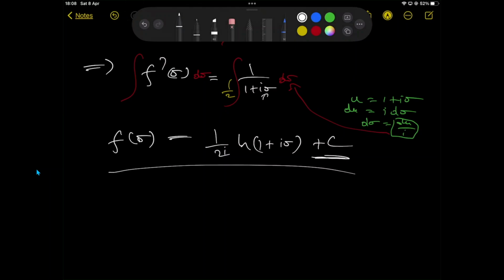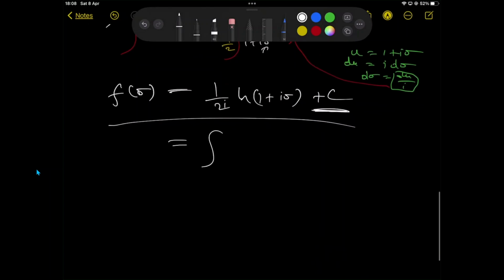So anyway, we have this. We need to find plus c. Keep in mind from earlier that this is still equal to the following integral.